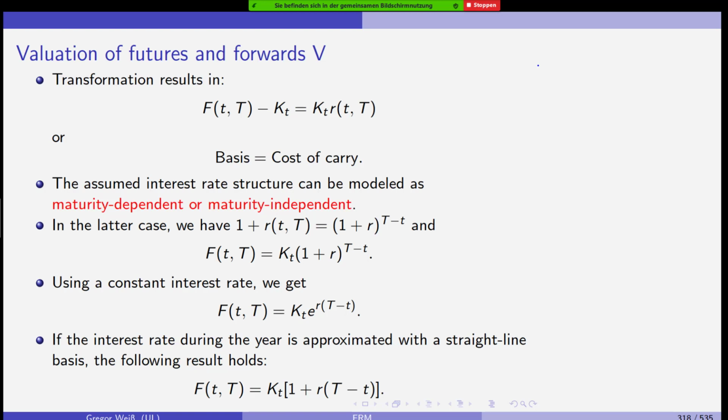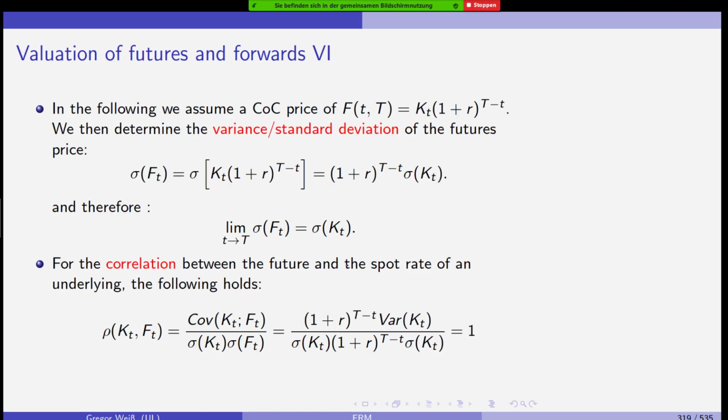Now, the assumed interest rate structure can be modeled as maturity dependent or maturity independent. As you can see, you can also use a constant interest rate, etc. This is, I guess, not so important. It only wants to show you that you need to be a little bit careful how to operationalize this accumulated interest, R. It could be a continuous interest rate, could be a discrete interest rate, and so on.